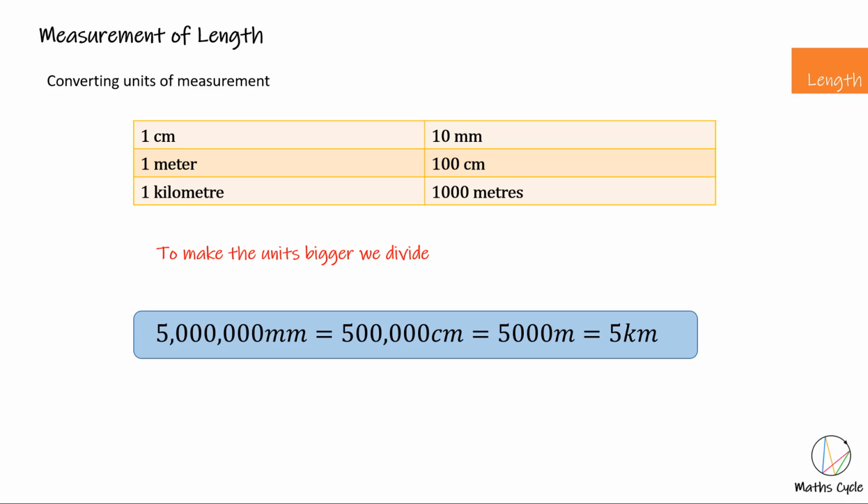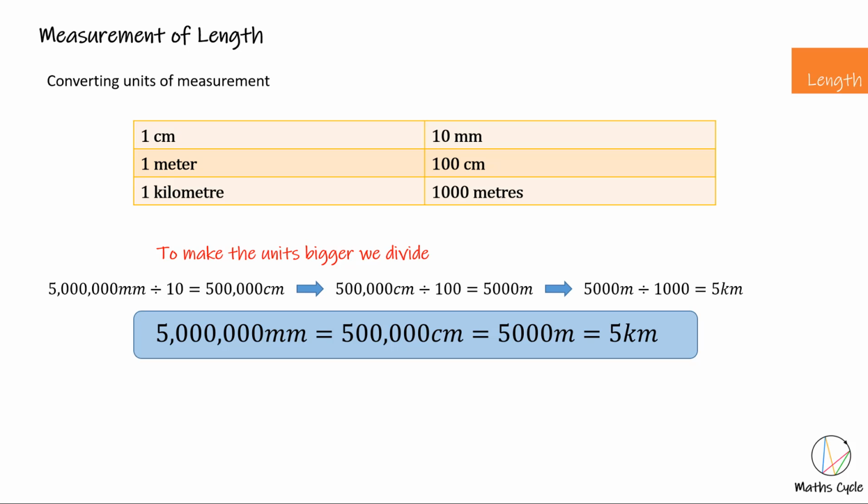Now, if I look at this in more detail, to make the units bigger, so say meters to kilometers, what we're actually doing there is dividing. So look here, I have 5 million millimeters. Divide that by 10 to turn it into centimeters, which is 500,000 centimeters. Take those 500,000 centimeters and divide by 100 to make it into 5,000 meters. Divide those 5,000 meters by 1,000, a kilo, to make it then into 5 kilometers.